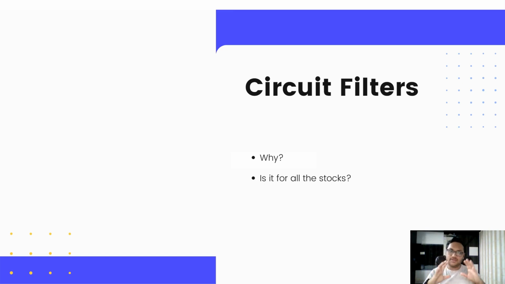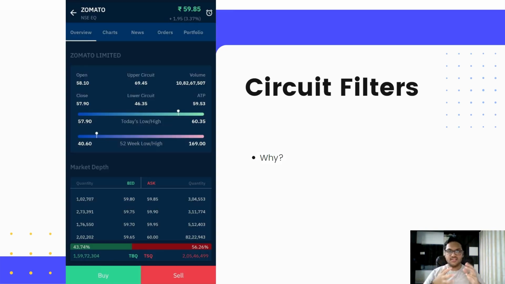First of all, this upper circuit lower circuit exists for all the stocks. But for some stocks, specifically the stocks listed in the FNO segment, what is FNO? That is the futures and options segment. For those stocks, when it hits the upper circuit, it can even go beyond that on the same day. So first let's discuss a normal stock which is not listed in the FNO segment.